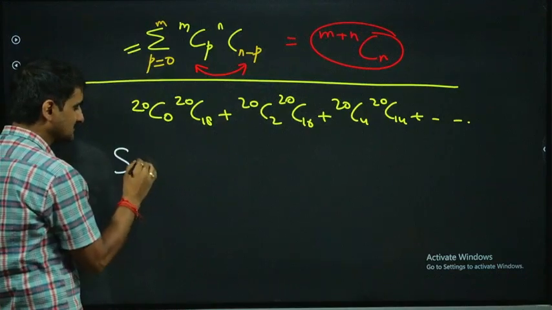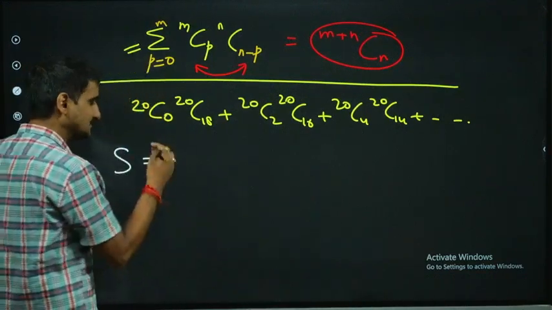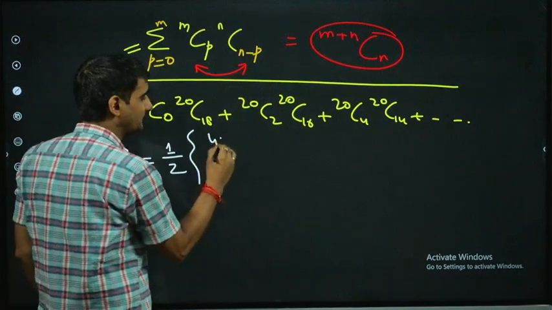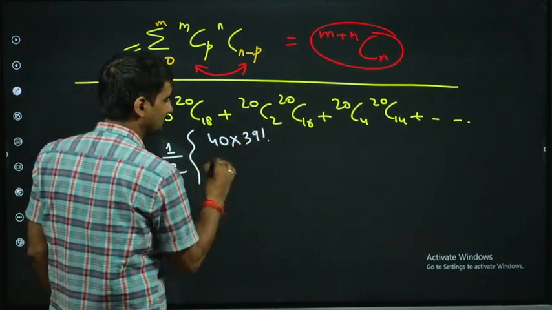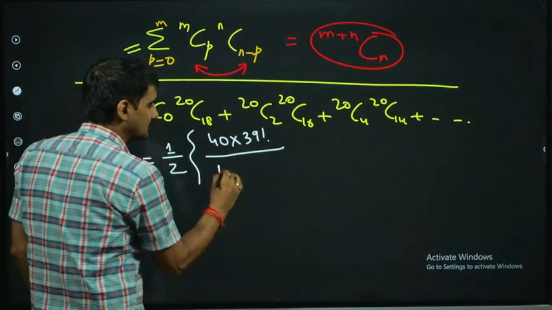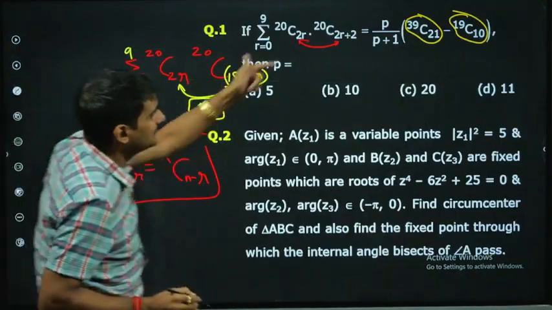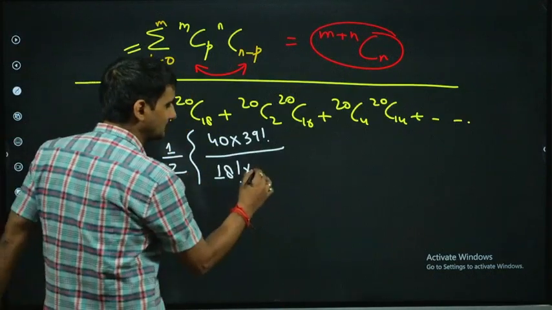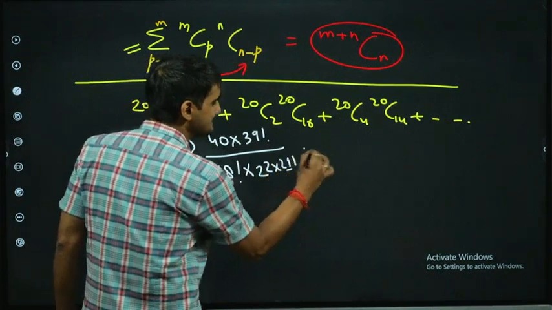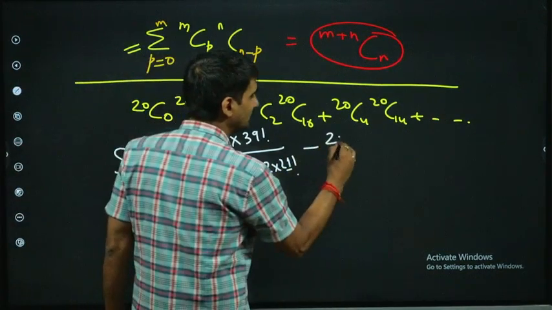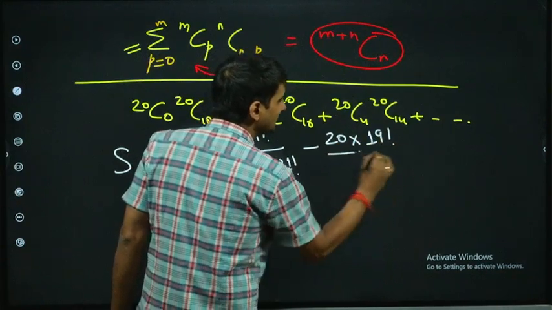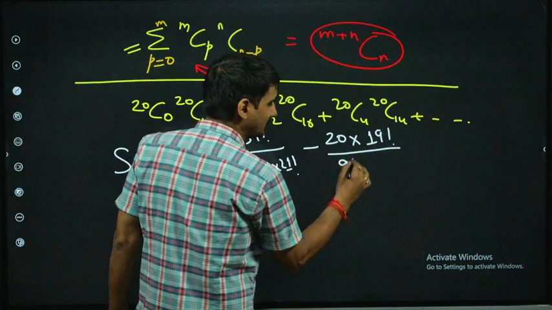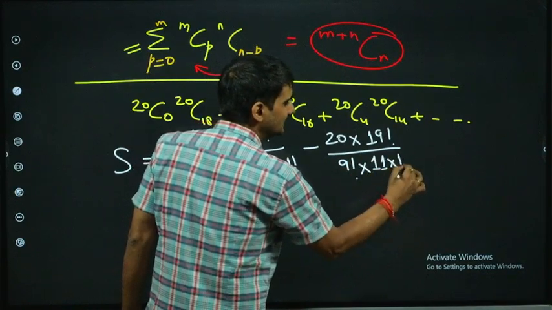So our answer is, I'm writing S for the series, half times. Since we don't need 40, we need 39, let's open it. 40 factorial, 40 into 39 factorial upon 18 factorial, and then see what we need, 39C21. Here you will get 40 factorial upon 18 factorial into 22 factorial, which I will write as 22 into 21 factorial. Minus again, you don't need 20 factorial, so 20 into 19 factorial, 19CR upon, so what do we need? 10 factorial. So 9 factorial is okay, but 11 factorial, so 11 into 10 factorial.